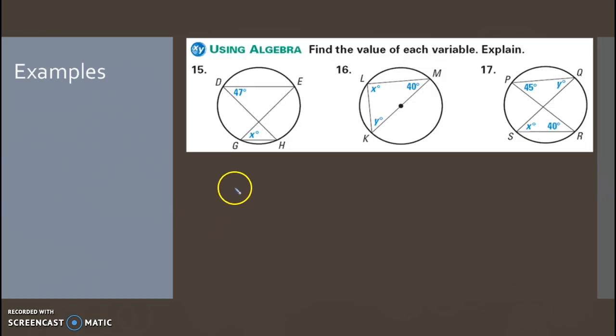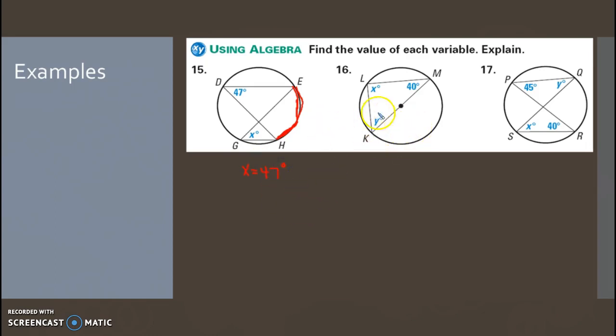And for our last set of examples, we're going to go back to the inscribed angles and the central angles. So for this one, 47 and x are both inscribed angles. So remember, inscribed angles are half of the intercepted arc. So in this case, both of those angles have the same intercepted arc. So that means that x and 47 are the same. So it's going to be 47 degrees.